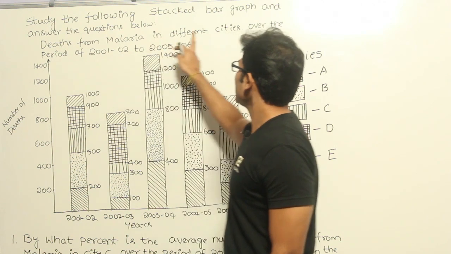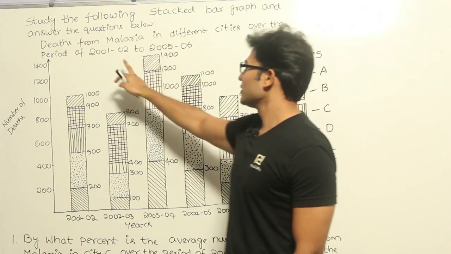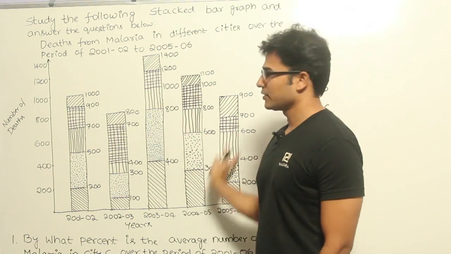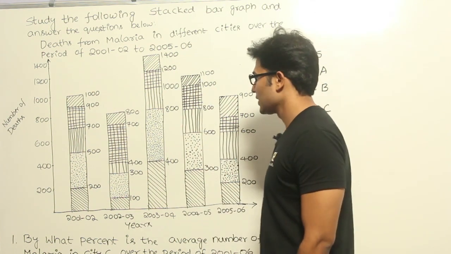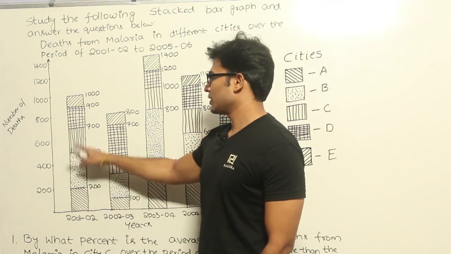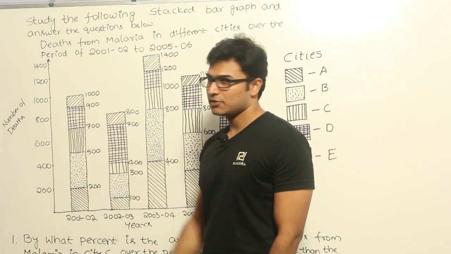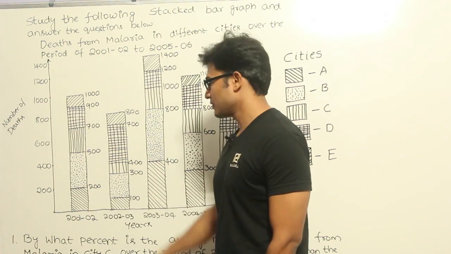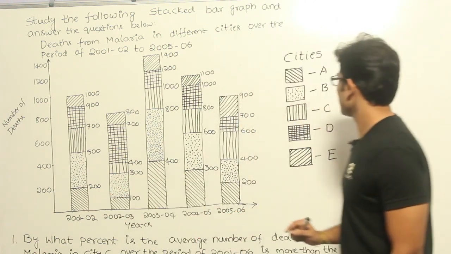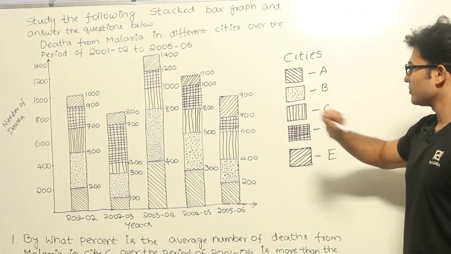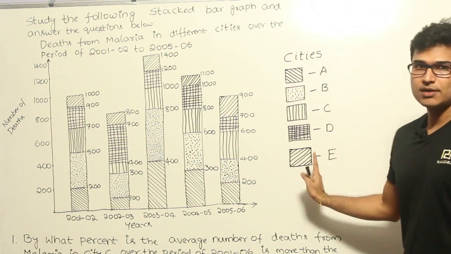Deaths from malaria in different cities over a period 2001 to 2005-6 is given here. Now we are supposed to answer the questions. If you observe it, here the bars are given in a different color. I mean, the shading is different here. Each shading will represent a different city. For example, City A is represented by this shade and B is represented by this shade, C, D, E.